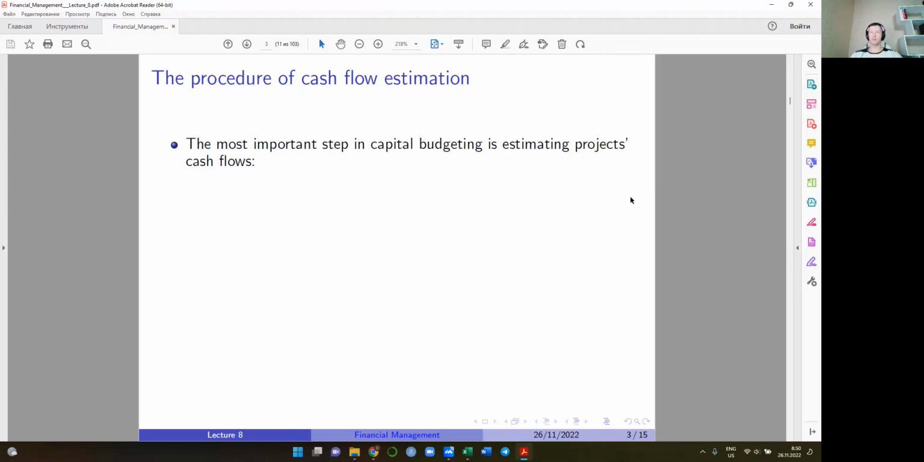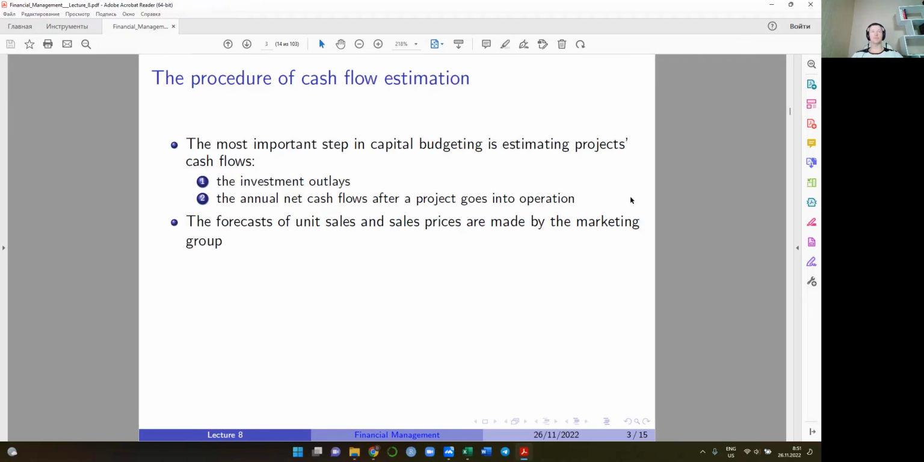The general procedure looks as following. There are several important elements in the estimation of the cash flows. So we need to estimate the investment outlays, like minus something in year 0, and annual net cash flows, as I said. Well, we are doing forecasts. We are doing this for the future. We don't know exactly what is going to be the cash flow, what is going to be the investment outlay. We just make a forecast, so we estimate it.